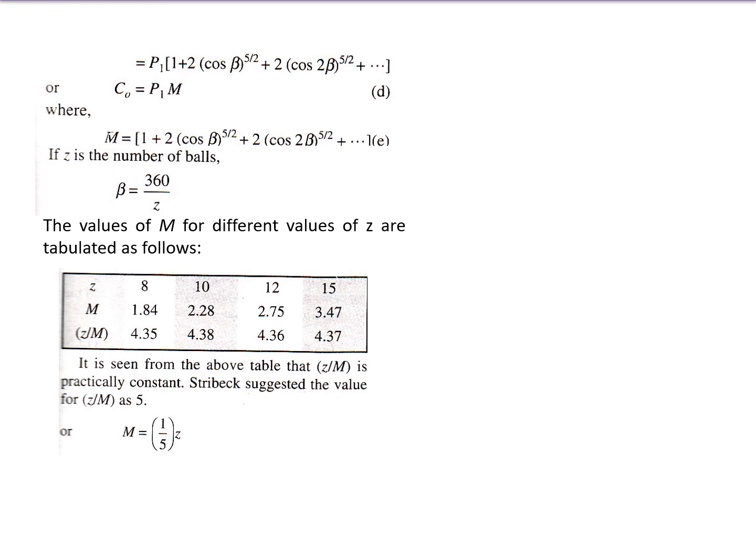So Stribeck took this ratio as 5, as a standard ratio. So M is equal to Z by 5. This becomes C0 is equal to Z by 5 into P1, because M is equal to C0 by P1. From here you can get this value.